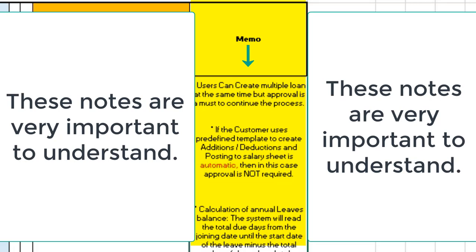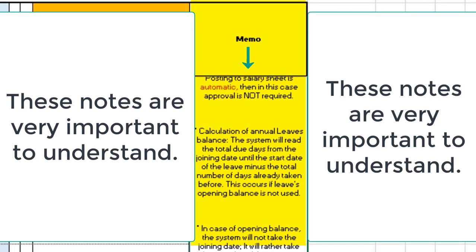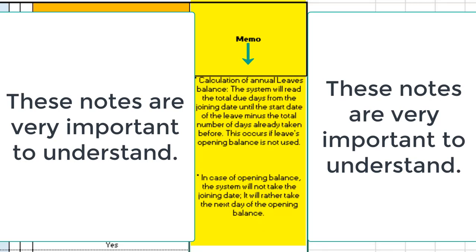And also, calculating the annual leaves balance is pretty important. You should always keep in mind how the calculation of annual leaves works. Basically, the system will read the total due days from the joining date until the start date of the leave, and then this will be minus the total number of days which have already been taken before. And this occurs if the leave's opening balance is not used. So that is the correct way of calculating the annual leaves balance.